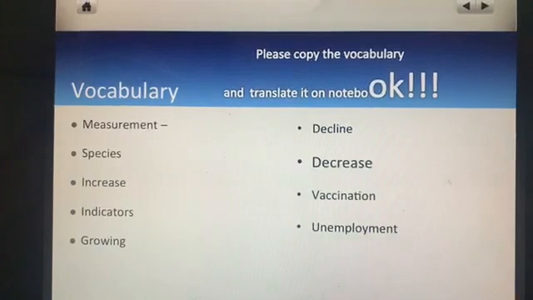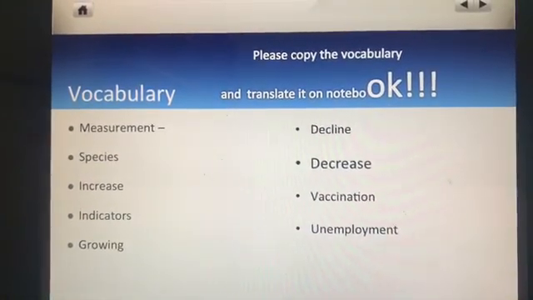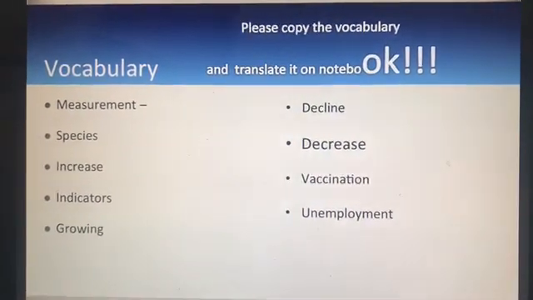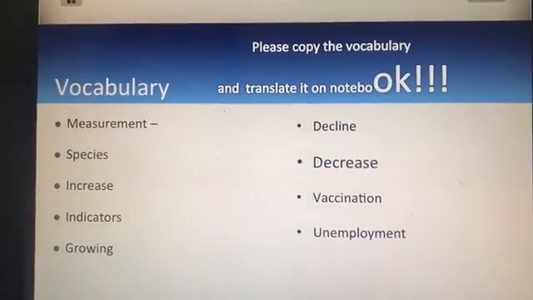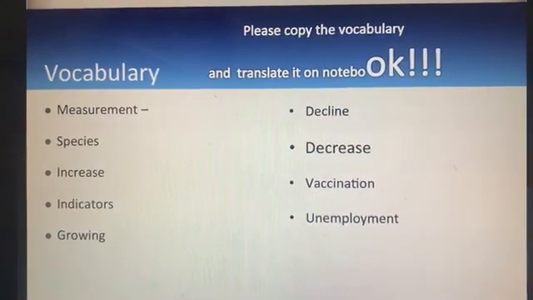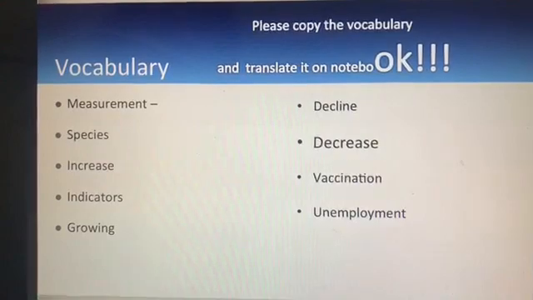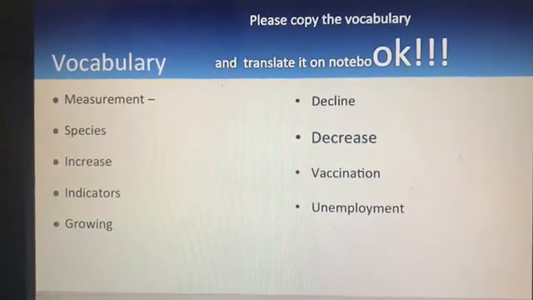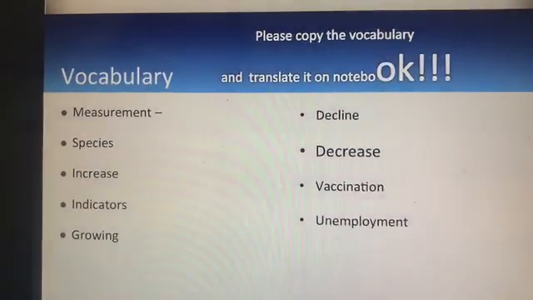Okay, my dear students, before we start this class, and for you to understand this presentation, I need you to copy this in your notebook. First, please write the title. The title is Growing Population. Please write the date and write the following vocabulary. The first word is measurement.